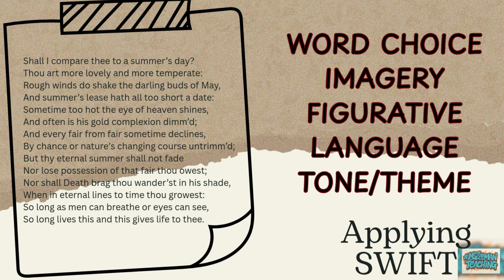Usually, choice of words is also emotive language. So that would add more meaning. If we look at the line where it says, "Sometime too hot the eye of heaven shines," why would I use the word heaven instead of hell? So we look at words which would give connotations and denotations. And so that would add meaning to the poem.